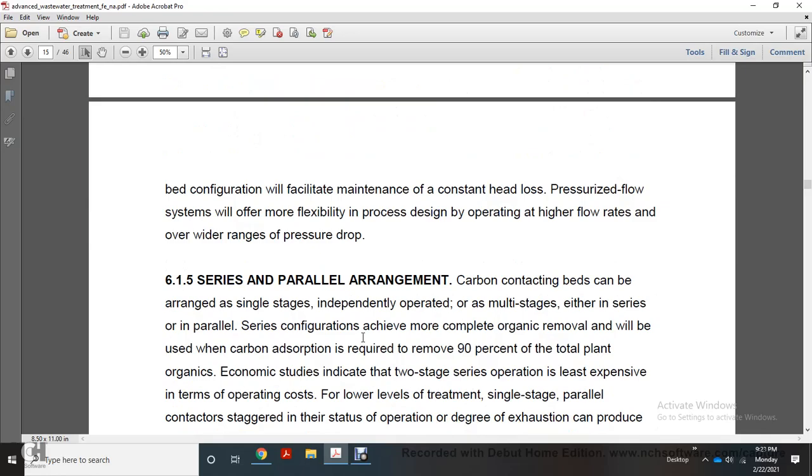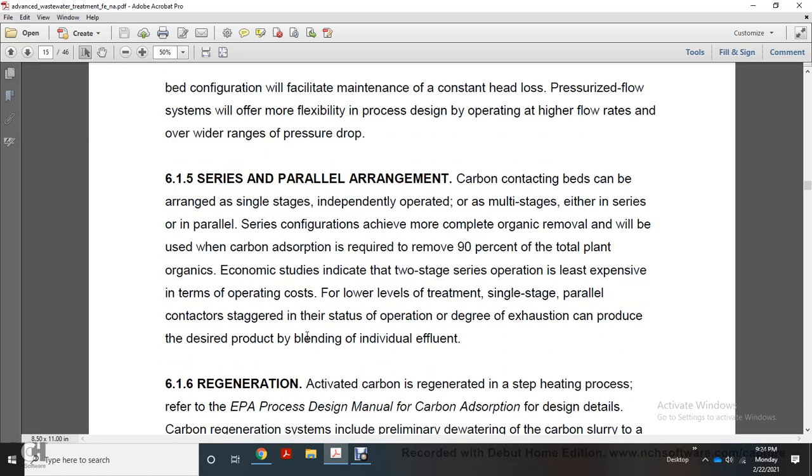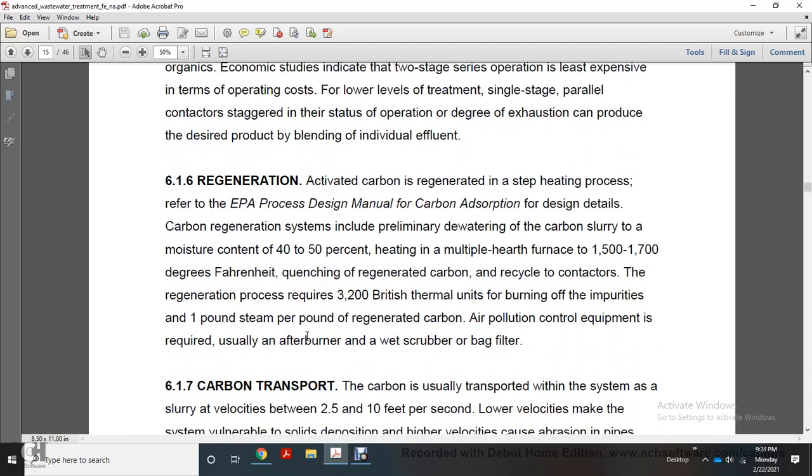Series and parallel arrangement. Carbon contacting beds can be arranged as a single stage, independent operators, or multi-stage, either in series or in parallel configuration. To achieve more complete organic removal, carbon adsorption will be used and is required to remove 90% of the total plant organics. Economic studies indicate two-stage series operation is less expensive in terms of operating costs for the lower level of treatment. The single-stage parallel contactor stage, with staggered degrees of exhaustion, can produce the desired product by blending in an individual effluent.